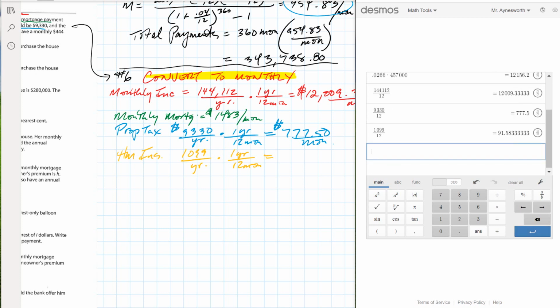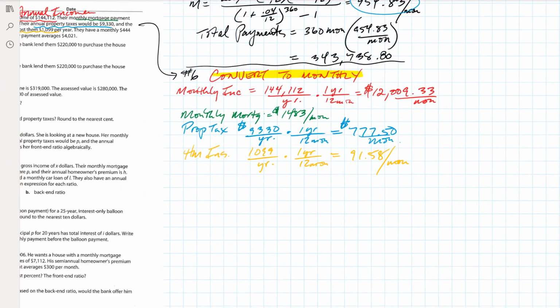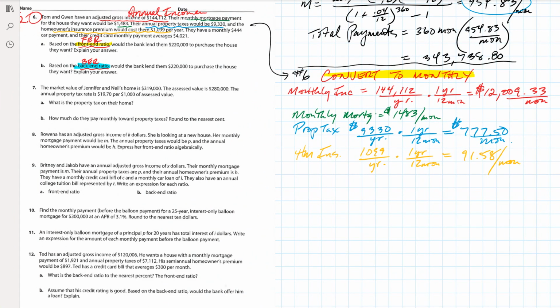So I have to pay $91.58 per month. Okay. And then what else do we have? We have a monthly car payment, and then they have a credit card payment. Wow, those are monthly numbers, so we're going to have to convert those.